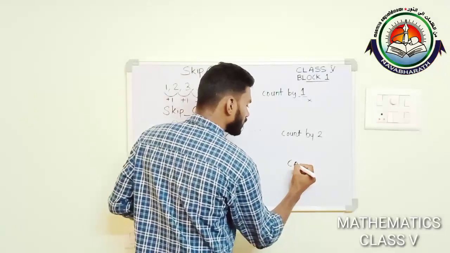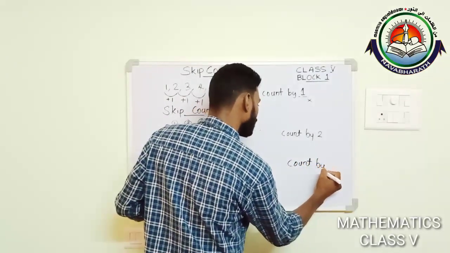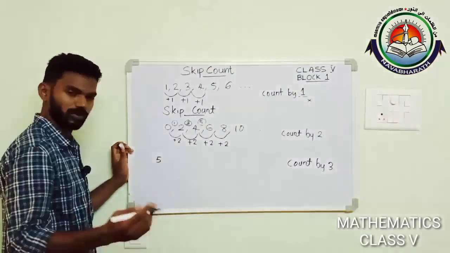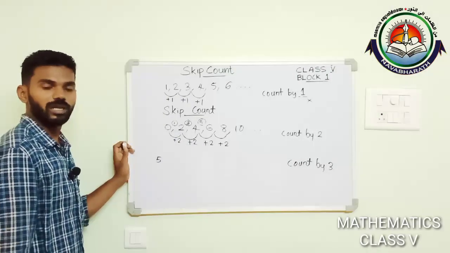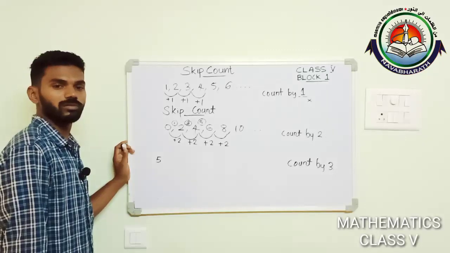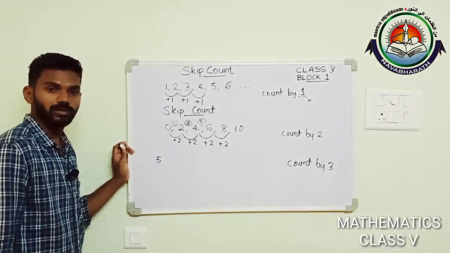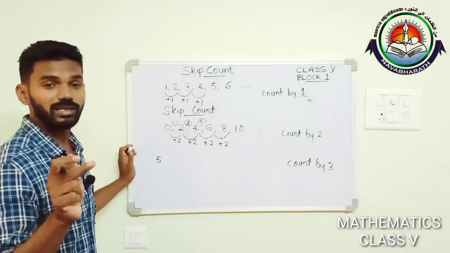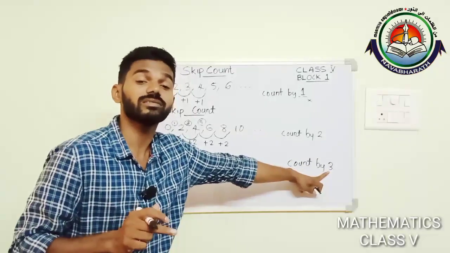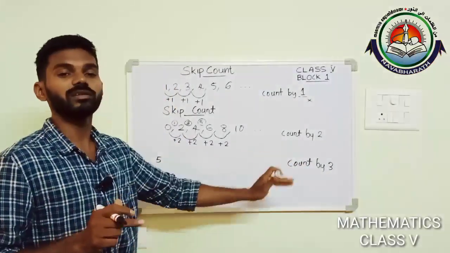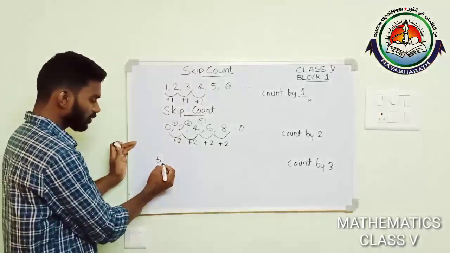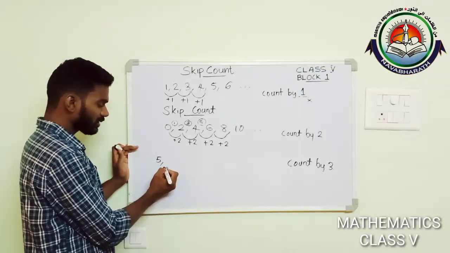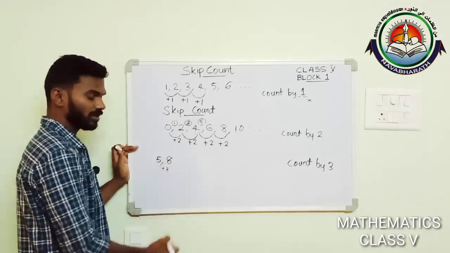A count by 3. And you are starting with the number 5. You have been given the number 5, and you have to count by 3. How can you write the remaining numbers? You can write the remaining numbers by adding this number 3, so that the next numbers can be obtained. So what would be the next after 5? You have to add 3. 5 plus 3 would be 8.